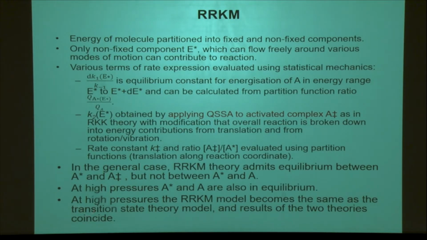If we go to high pressures where we've got very effective collisions, then our RRKM theory should collapse to be the same as the transition state theory model, and the two theories should coincide. But transition state theory isn't capable of giving us the kind of fall-off behavior that we can get from RRKM.